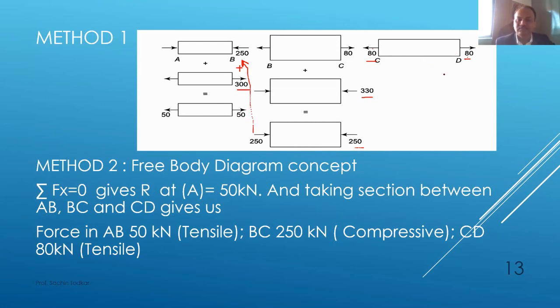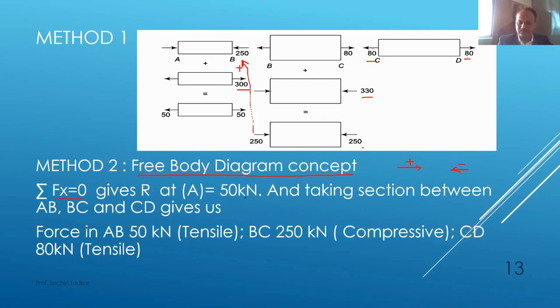This is the method given in the book by SS Rattan, but there is one simple method also, that is the free body diagram method, and this is very easy. We'll see how to solve this with a free body diagram. We know that when we draw a free body diagram, summation of Fx must be equal to 0 to be in equilibrium. So 80 kilonewton is in the right direction, we'll take it as positive, and in the left direction we'll take it as negative.